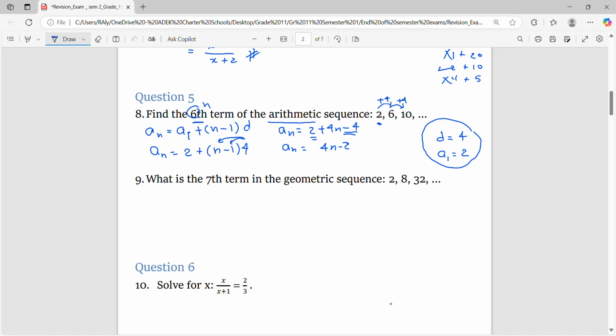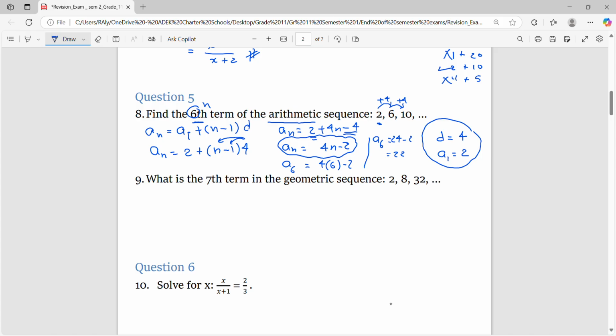But the question didn't ask you to find the nth rule. The question asked you to find a6. It means just replace this n with 6. If you want a6, no problem. I will write 6 instead of n. It means 4 multiply 6 minus 2. So a6 equals 24 minus 2, which equals 22. This is my final answer.